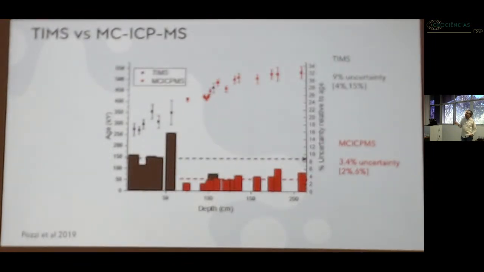So I'm plotting on this axis the age uncertainty relative to the age, and you can immediately see that the TIMS ages have around 8% of uncertainty in this stalagmite, while the multi-collector ages are always around 3.5% of uncertainty. So this is a really nice example of why multi-collector ICP-MS is now widely used for uranium-thorium dating. TIMS ages are still good. It's not that they're not valid, but it's way easier and more precise to get them using multi-collector ICP-MS.